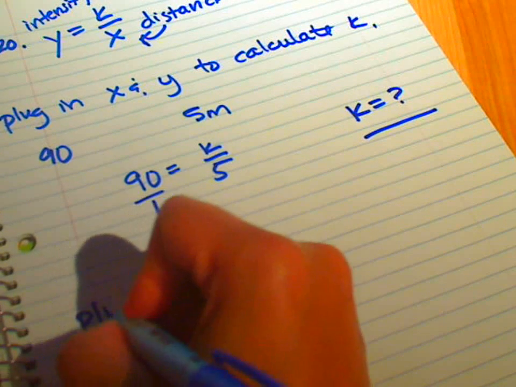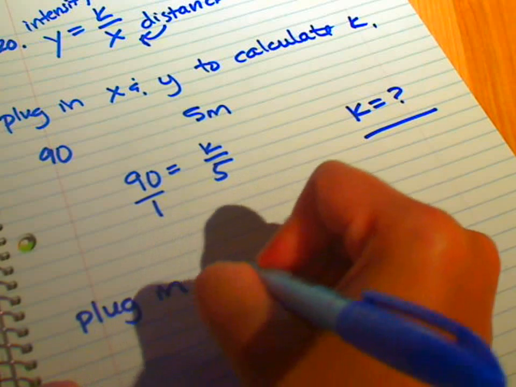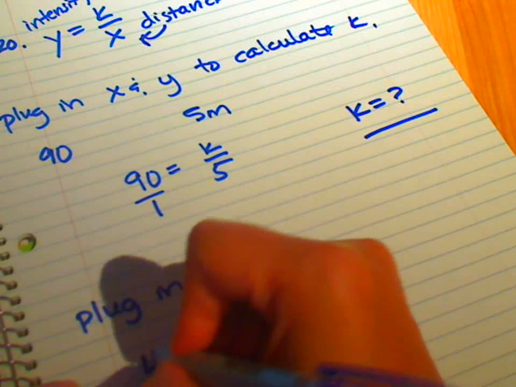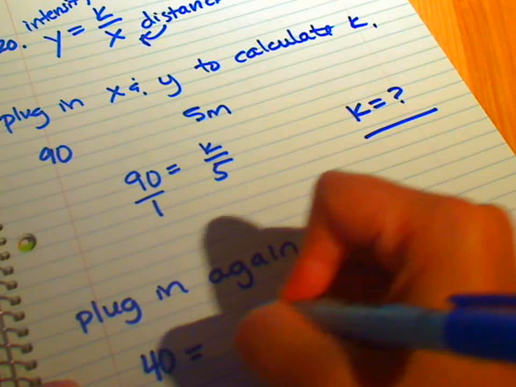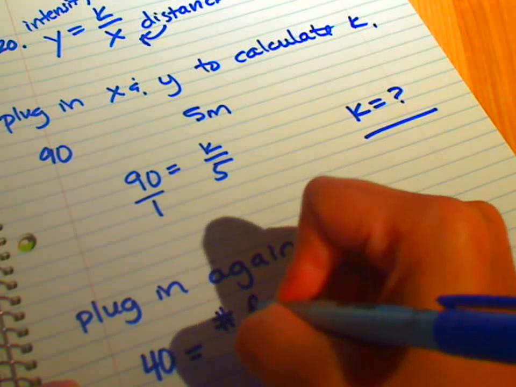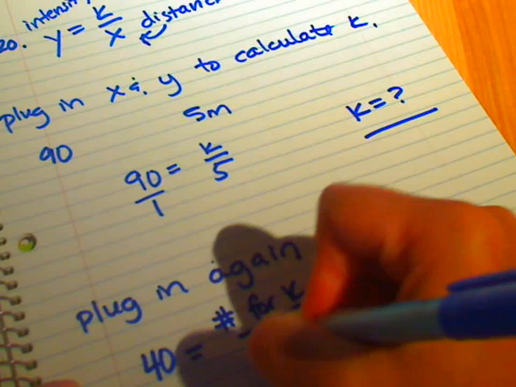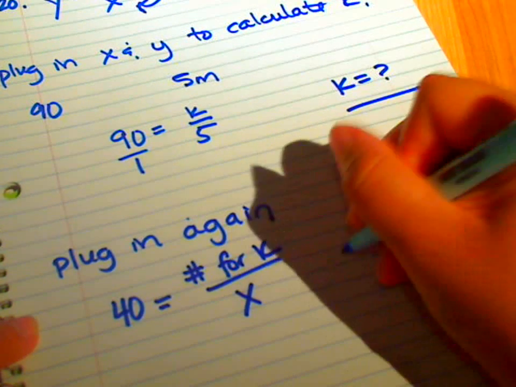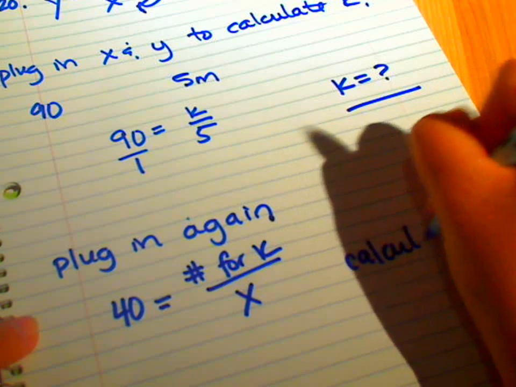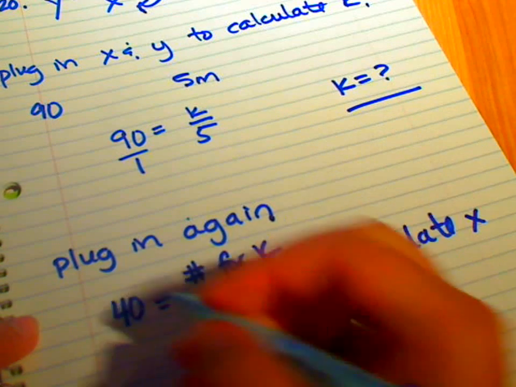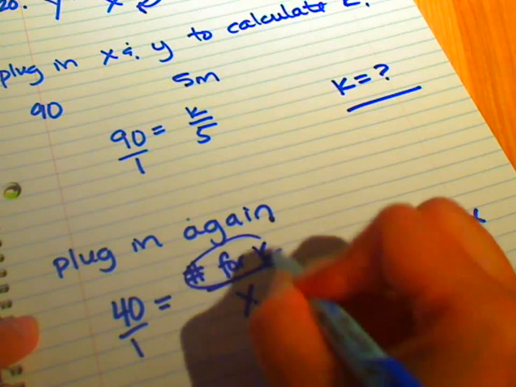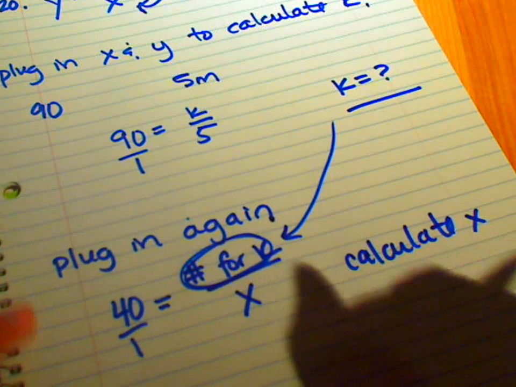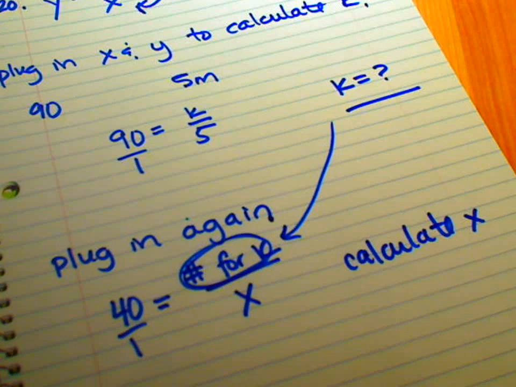Then plug in again. The next number, 40 intensity, equals the number you got for k here, and then leave that as x. So calculate x in the end. So over 1, put your number in from here in there, solve for x. That's the course of action for number 20.